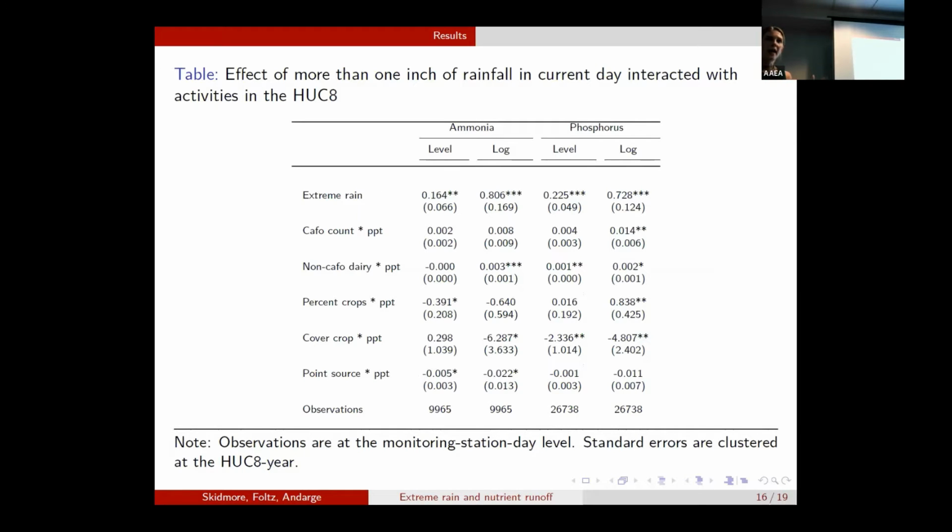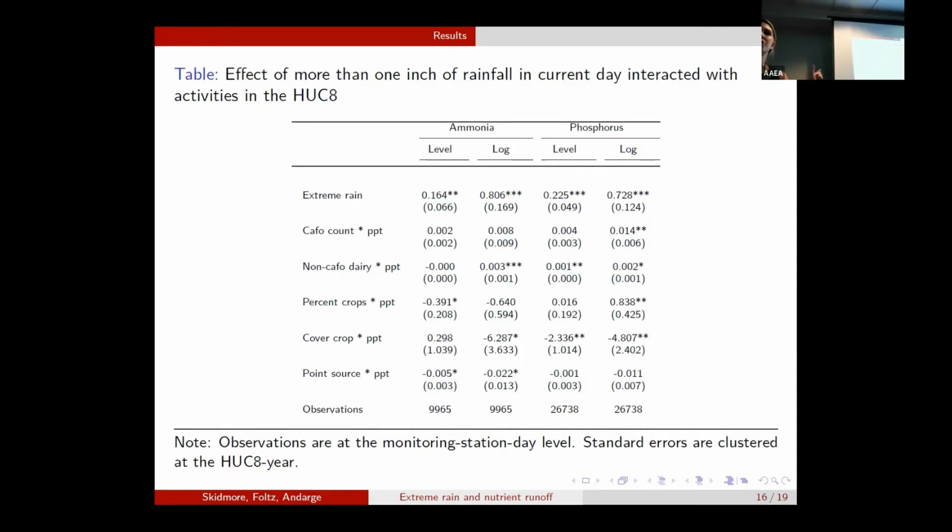Once again, we find that on average, and here this is just a 1 inch of rainfall indicator, if we have more than an inch of rain, we do see spikes in ammonia and phosphorus. With phosphorus, we really gain quite a bit of traction with these interaction variables. We see positive and significant interaction between our CAFO agriculture and precipitation, between our non-CAFO dairy agriculture and precipitation, and with row crop agriculture. But we see a negative and significant interaction between cover cropping and rainfall. And this interaction term is really, really robust.